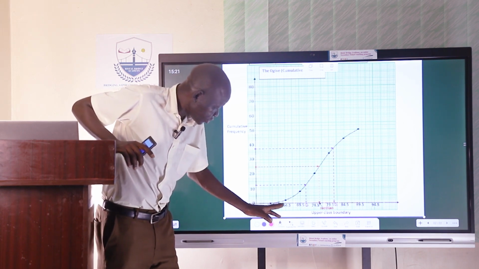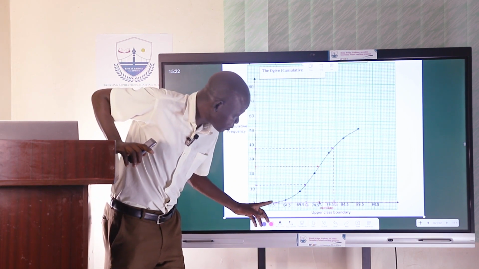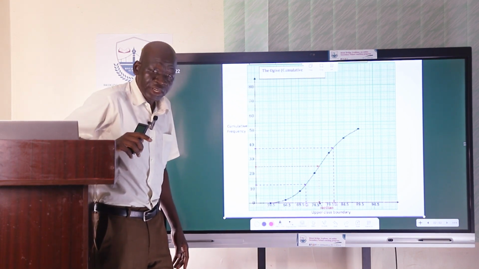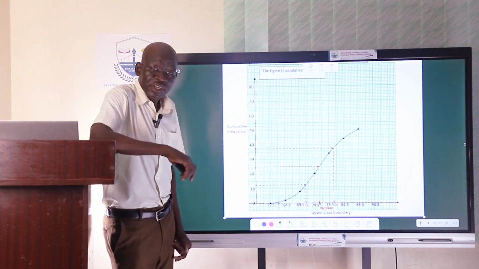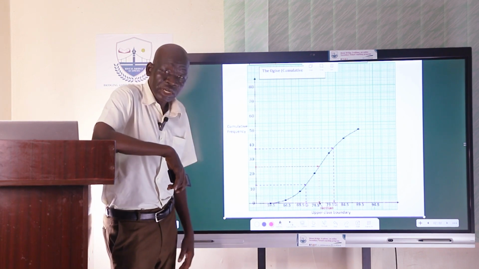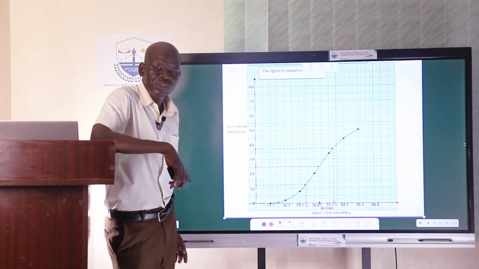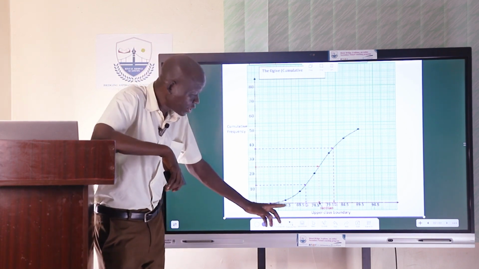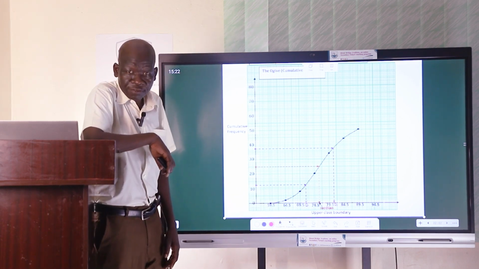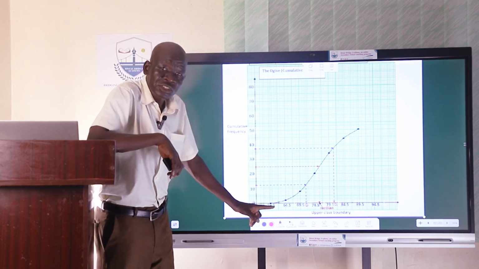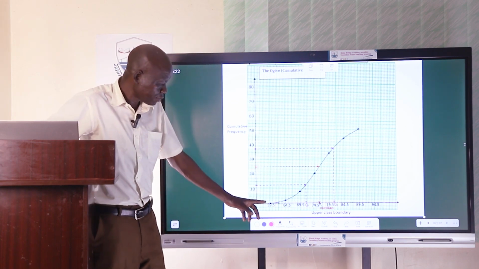But how many divisions are there between the first value and the second value? We can say that there are 10 small squares. So to get the equivalent of each small square, we divide the range by the number of small squares which are there. We find that our range is 5. So 5 divided by 10, we get 0.5. Meaning that each small box or each small square represents 0.5.